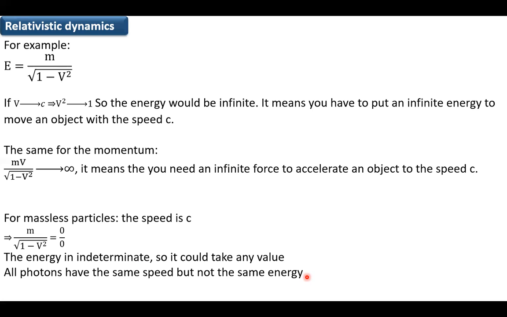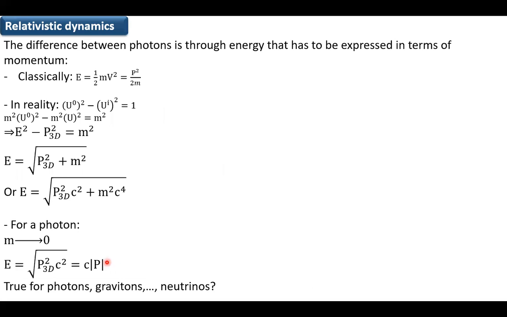which applies to any electromagnetic radiation, to microwaves, to infrared, to ultraviolet, to gamma rays, to visible rays, to any kind of electromagnetic photons. So they all have the same speed, c, but not necessarily the same energy, because their energy is mathematically indeterminate. So it can take any value and it would be true. So the difference between photons is not by their speed, because they all have the same speed. The difference between photons is through energy that has to be expressed, or could be expressed, in terms of momentum.